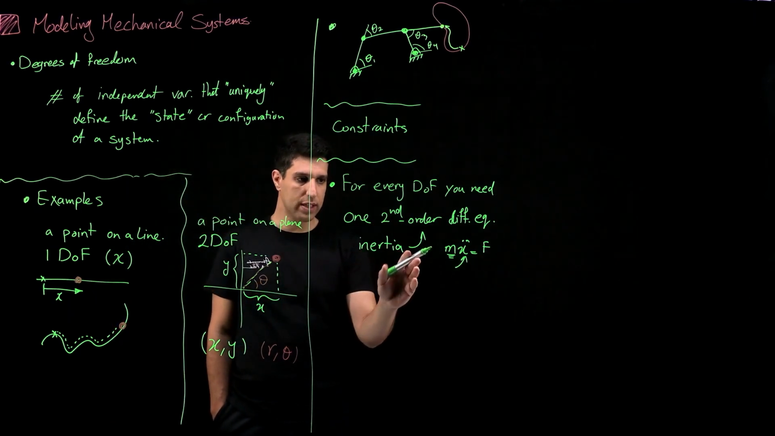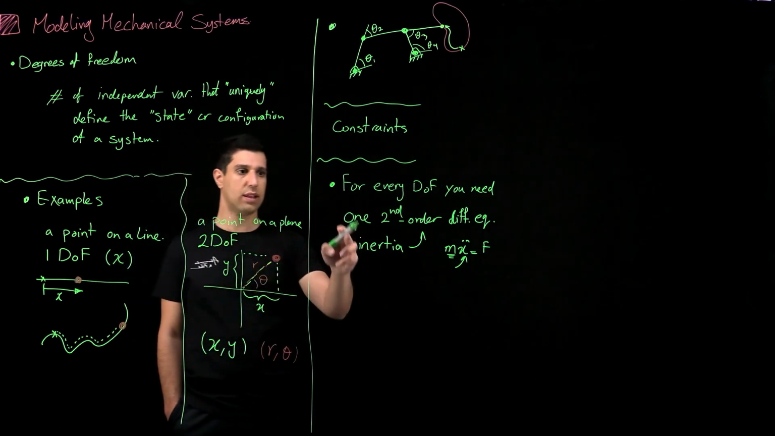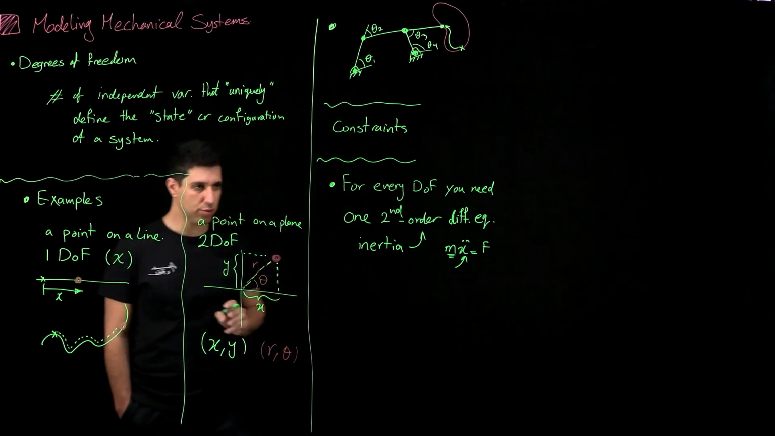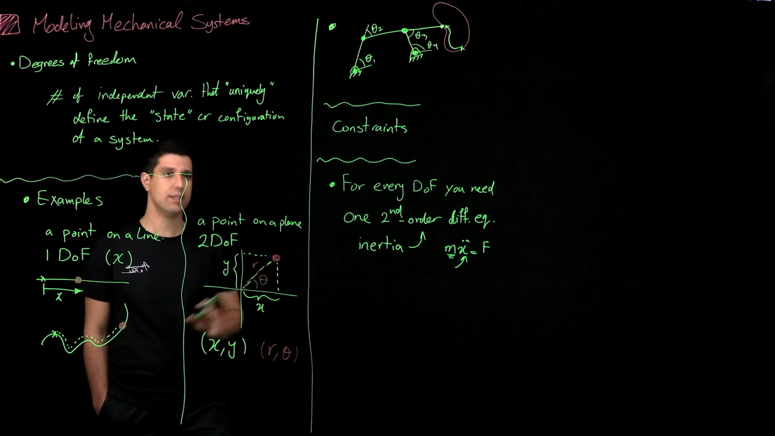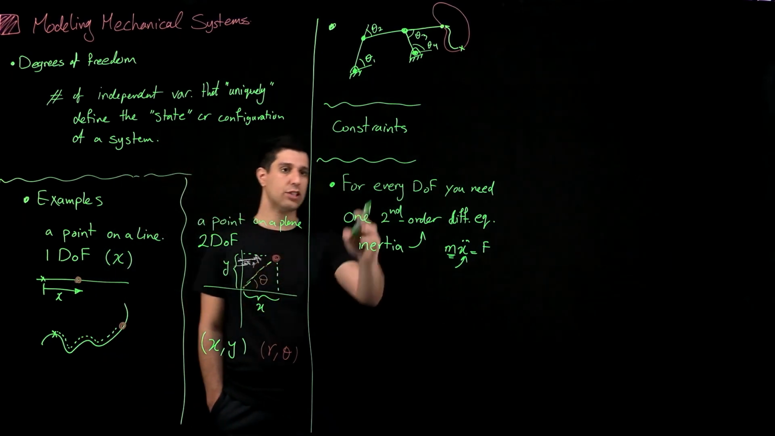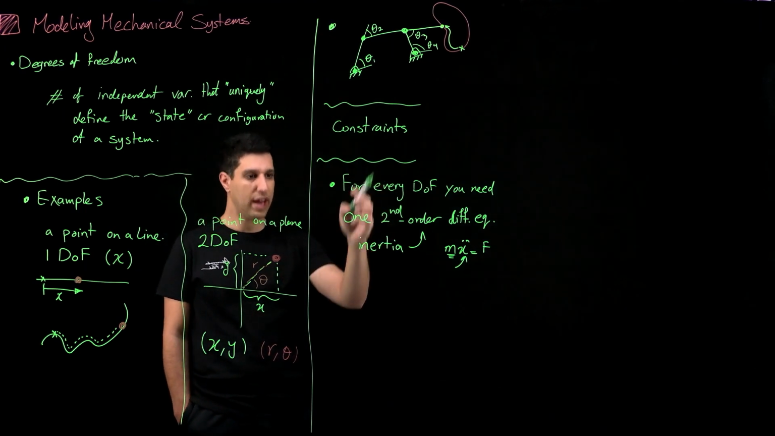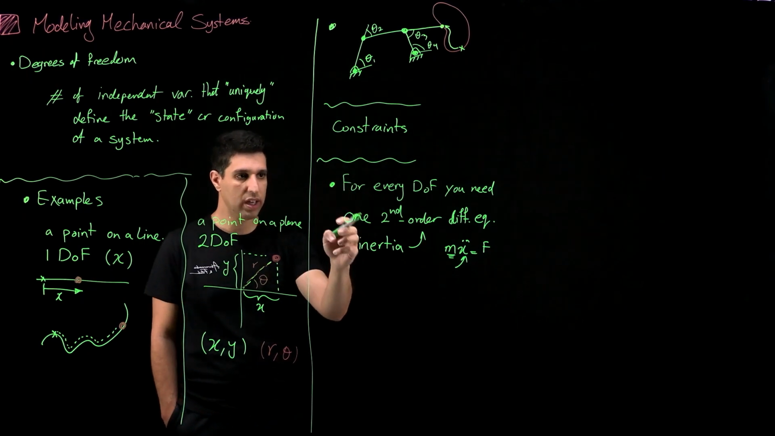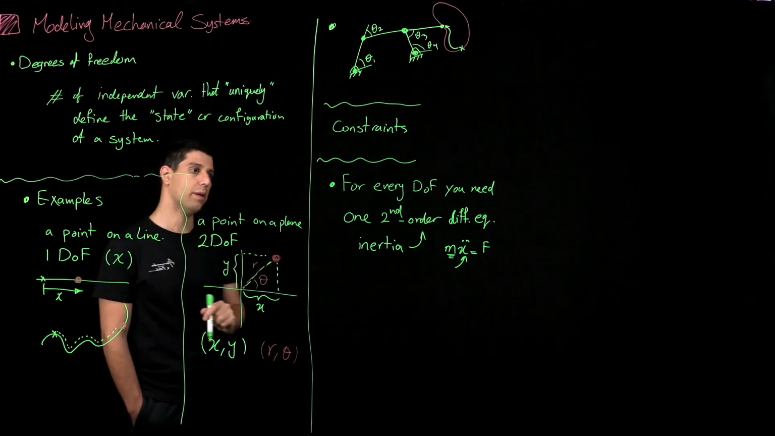There are a few examples that we can discuss in this course that do not follow this rule, and those are more or less non-physical cases where we ignore the mass in the system. But as a general rule, whenever you have a degree of freedom that has a mass or inertia, you need one second order differential equation related to that degree of freedom.